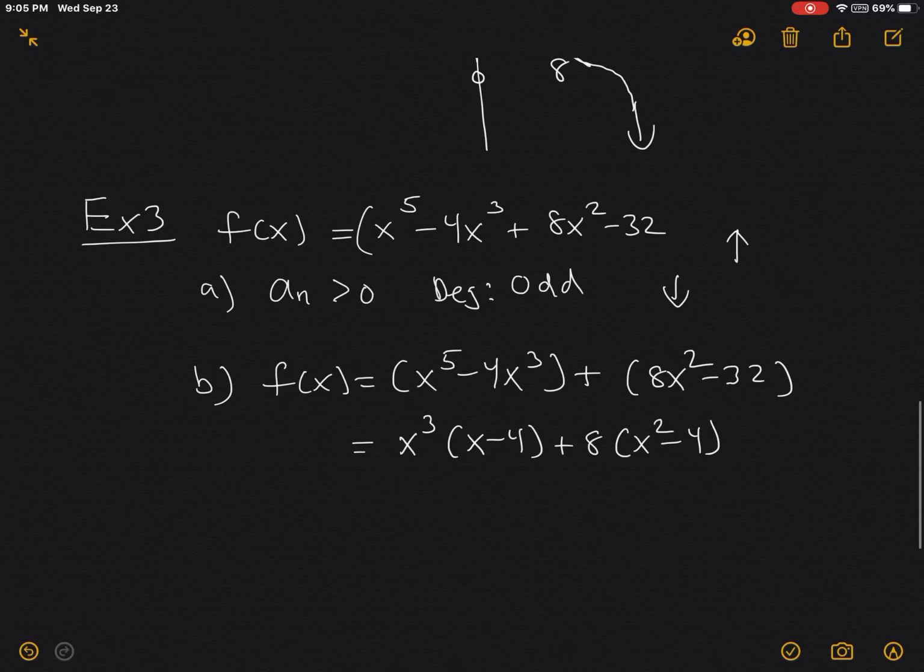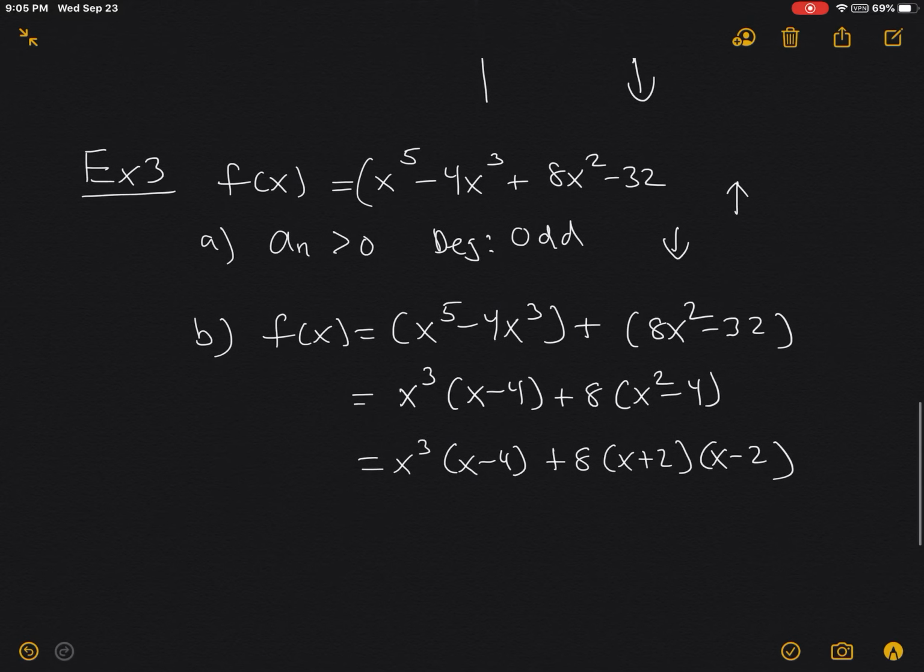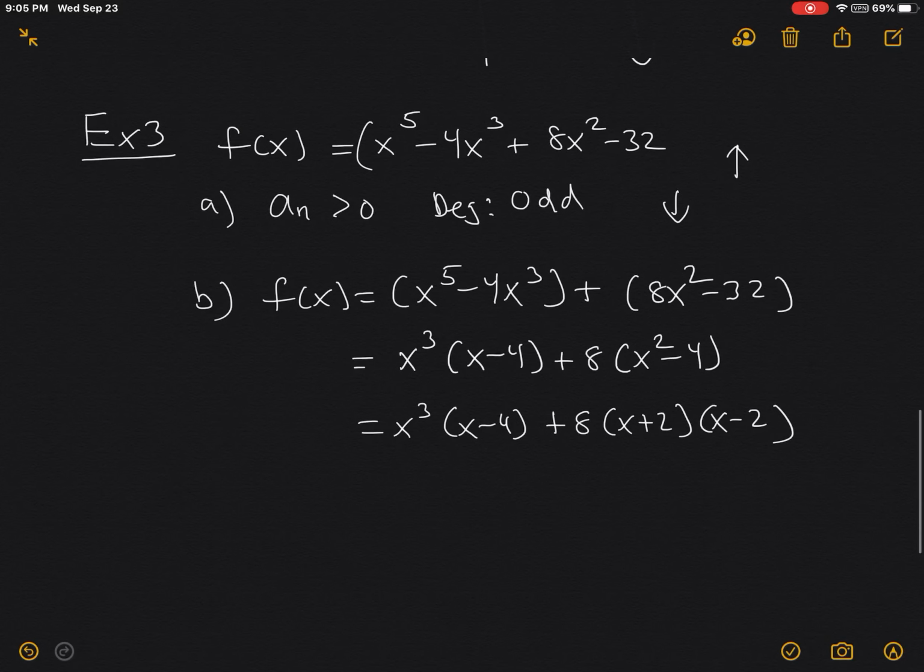Now, you're thinking, normally these two terms should be the same. They're not quite, but you can continue. What do I mean by that? Well, over here, you have an x plus 2 times an x minus 2. And you're thinking, wait a minute, that doesn't really help me right now.